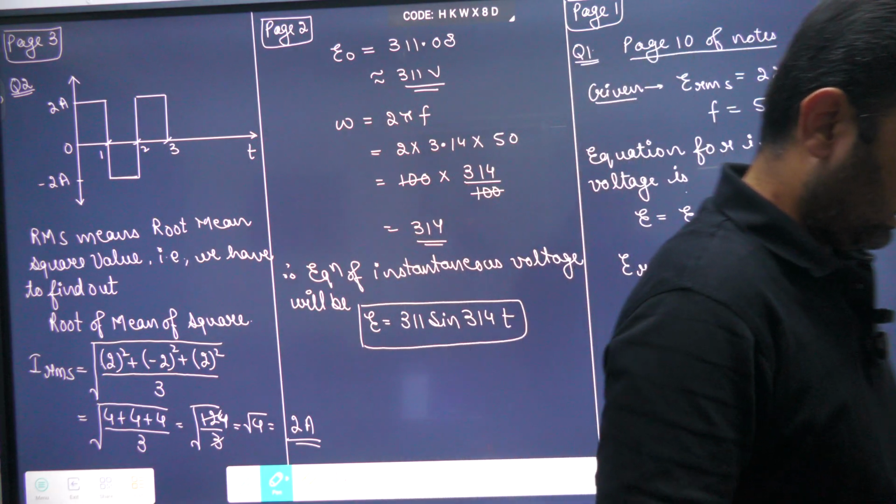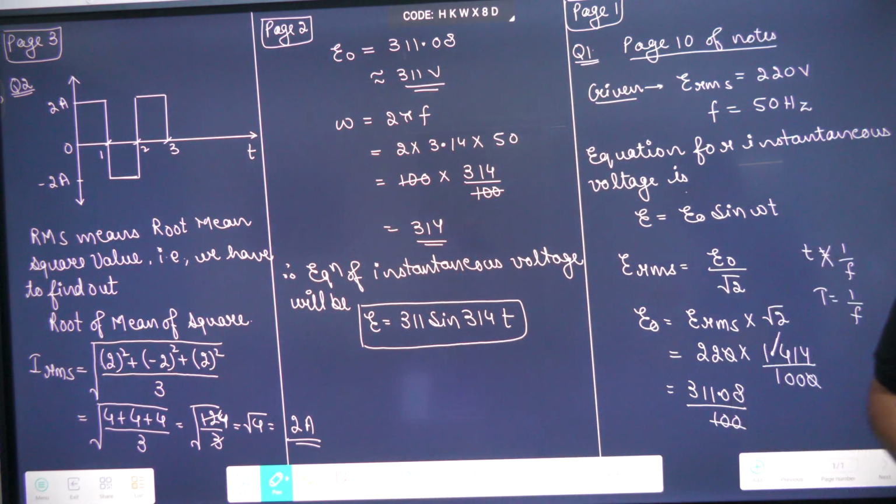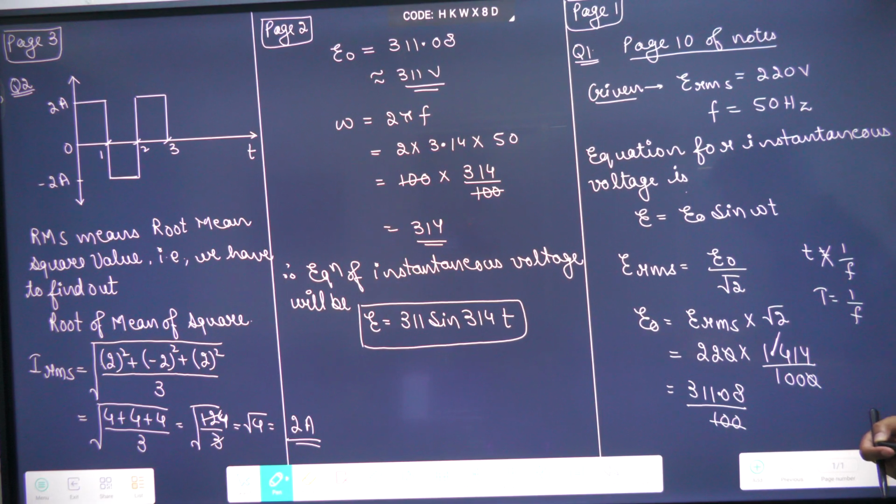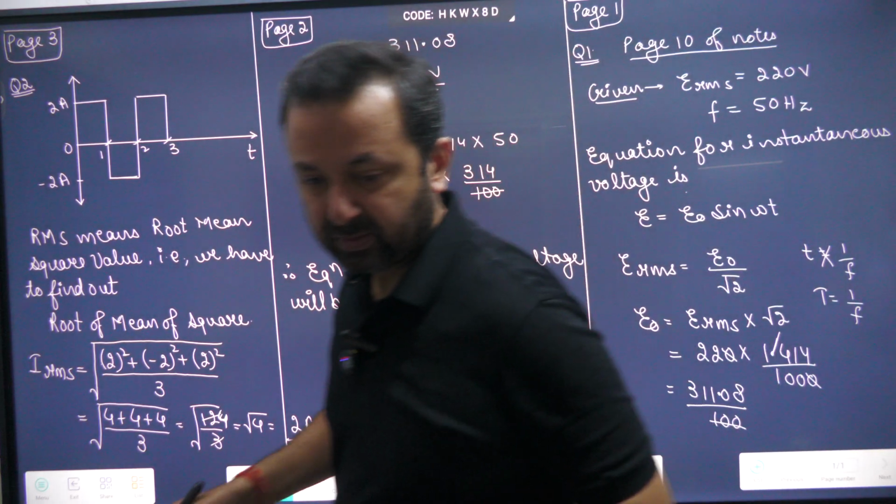Okay. Both these questions have come in CBSE exams. That's why I told you these two questions, question 1 and question 2. Alright. Now let's move on to the next topic, phasors and phasor diagrams.